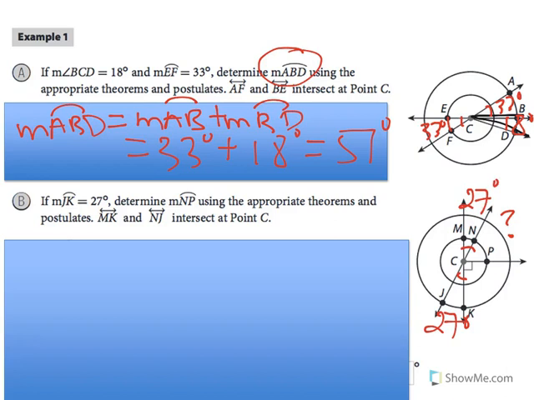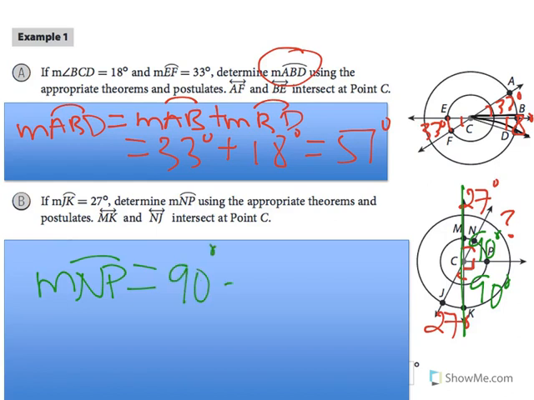Line MK and line NJ intersect at the point C. Well, we're given that this is a right angle, and we know that this line here is a semicircle, so this is 90 degrees, and this is also 90 degrees. So then we know that the measurement for MP is equal to 90 degrees minus 27 degrees. So 90 minus 27 will give us 63 degrees.